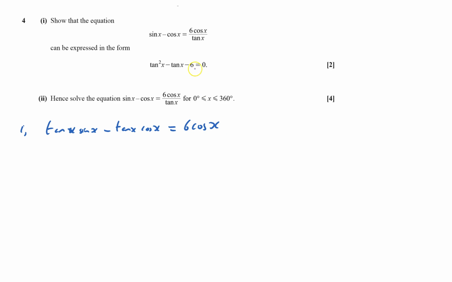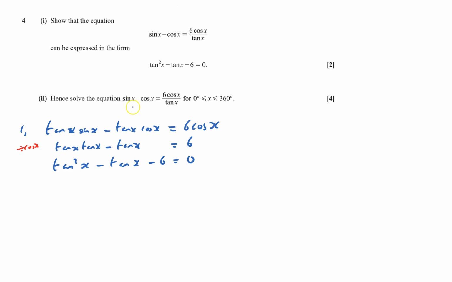I can see the 6 is quite nice. I've got a 6 here. It's got no cos x's in there, so actually I'm going to divide everything through by cos x, and that will give me tan x, and then it'll be sine x over cos x, which is tan x, minus tan x, and cos x over cos x is 1, so it'll just be the tan x, and that'll equal 6, and that basically gives me the thing I wanted to find. Okay, so it's got that. It gives me 2 marks.